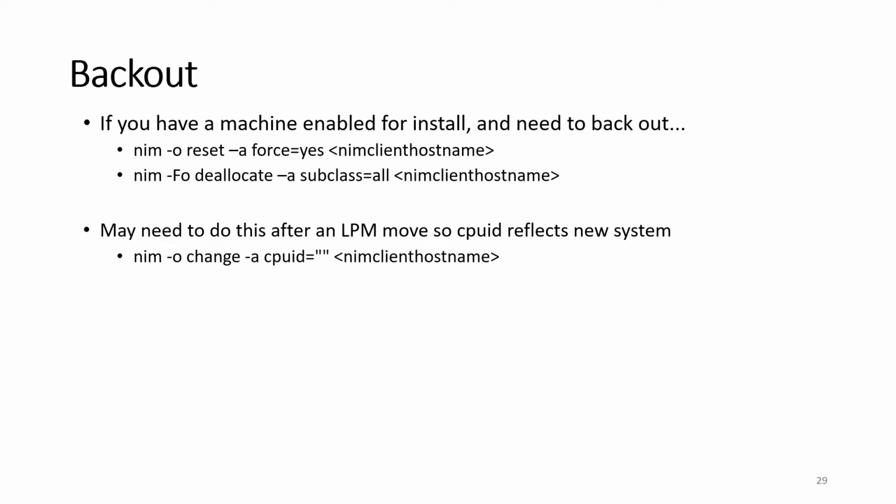Now sometimes you set up a machine to be installed and you change your mind and don't want to do it. So if you have it enabled for install, you can change it all through smitty, or you can basically do a nim -o reset on that client and then a nim -o deallocate to deallocate all the resources. Another thing to keep in mind is if you use LPM a lot and you also use NIM, you may need to update the CPU ID for the client. So if that becomes an issue, you use this nim -o change -a cpuid command.